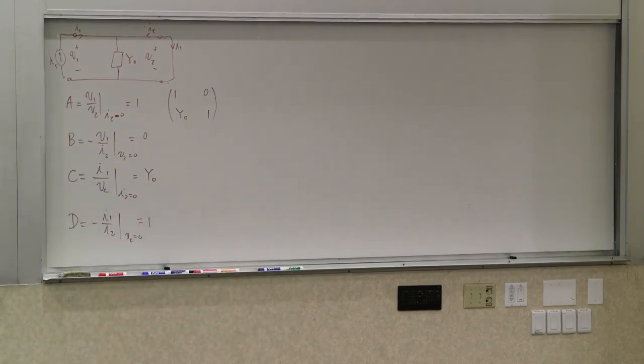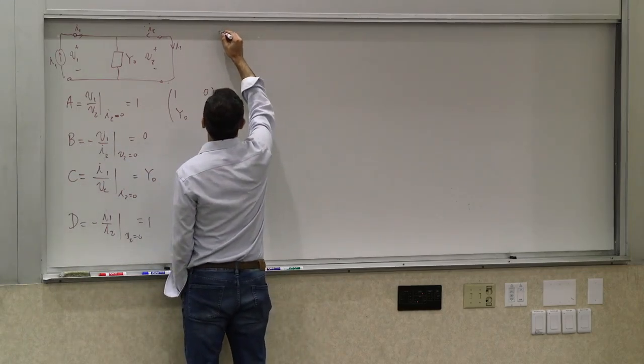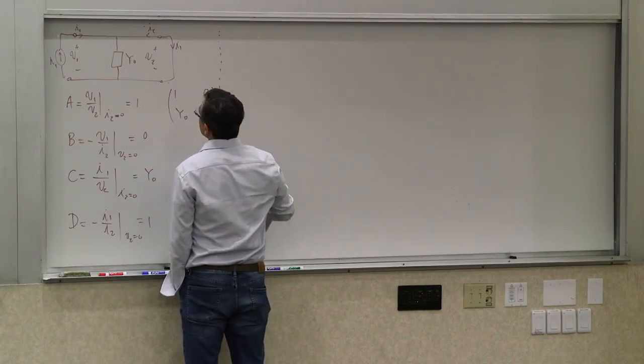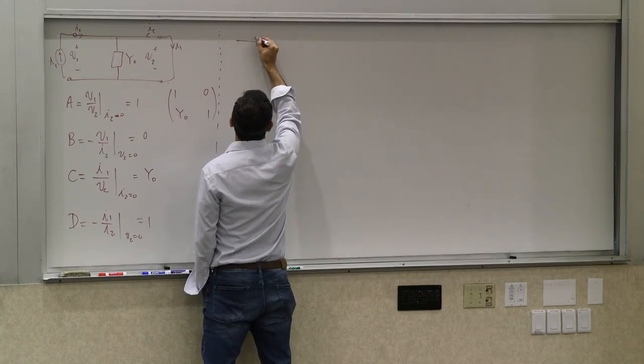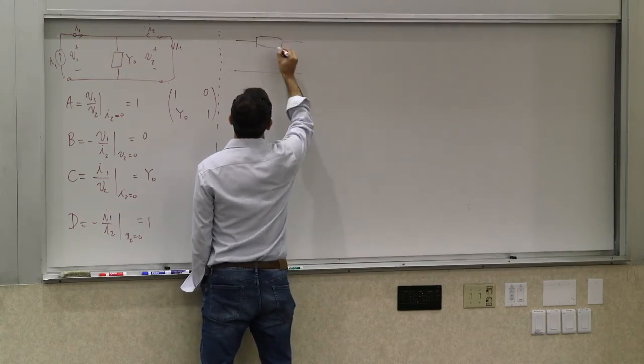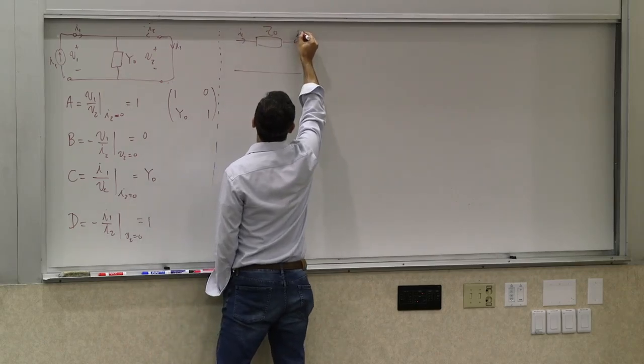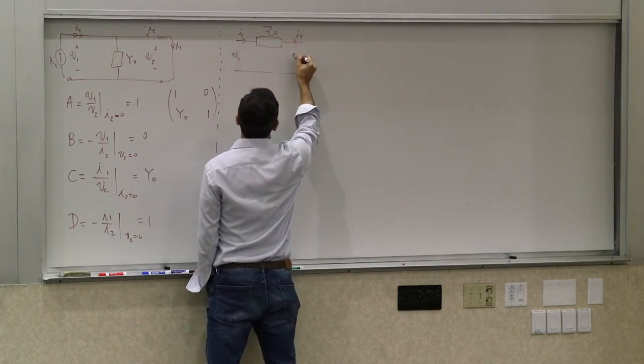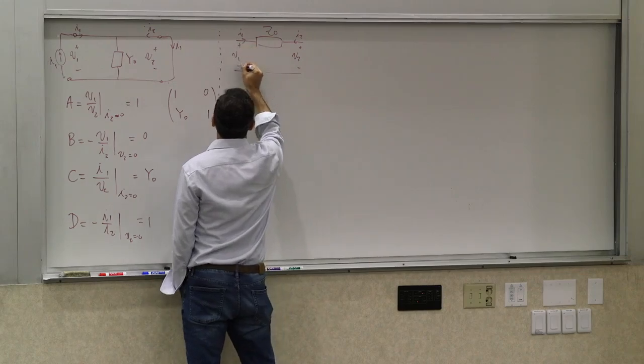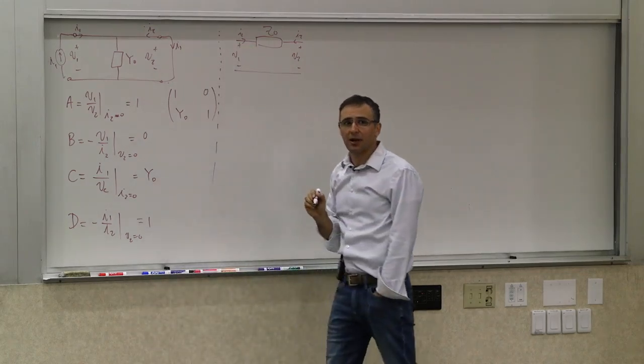So that's what you get. Now let's do another one, somewhat of a dual of this, in the sense that now let's say you have a series impedance Z naught, and then you have an I1 and I2 and V1 and V2, and we want to characterize this one in terms of ABCD parameters.